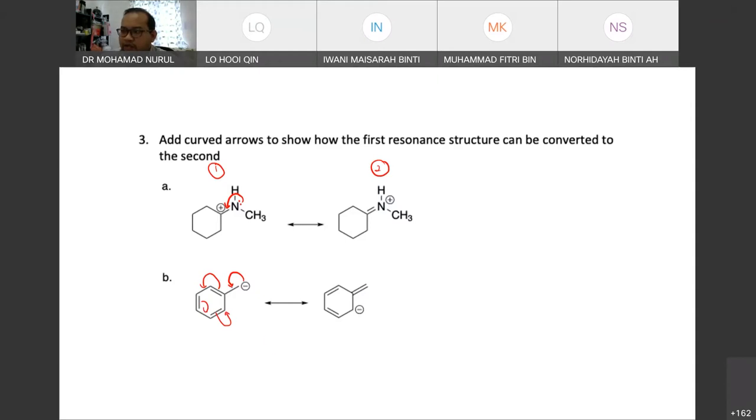If you want to move like this one and cannot, I don't want to move to this one, these circles, anti-clockwise. I want to follow the clockwise, cannot, because what we can move is charge and also pi bond only. That's why we have to do anti-clockwise. This is already the third question.